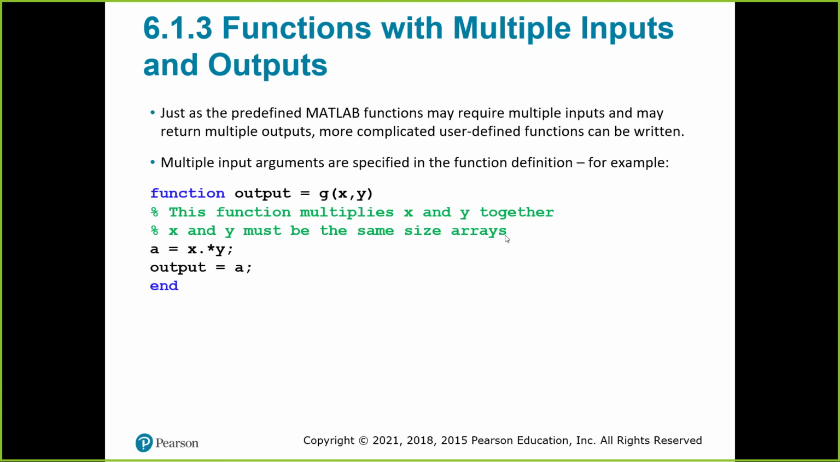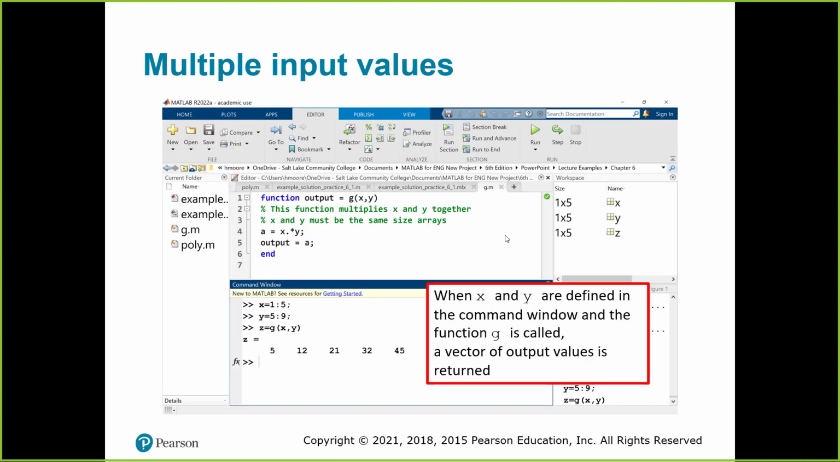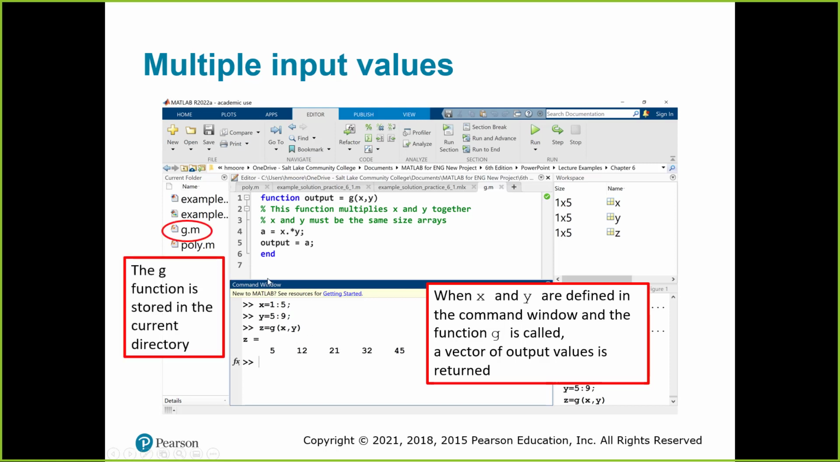So there's 2 inputs. When the X or Y are defined in the command window, G, a vector output, is returned. It's just working as a function like a function should. So you can see that the G, this was in its own file, so it's saved as a separate file. Otherwise, it wouldn't work in the command window.